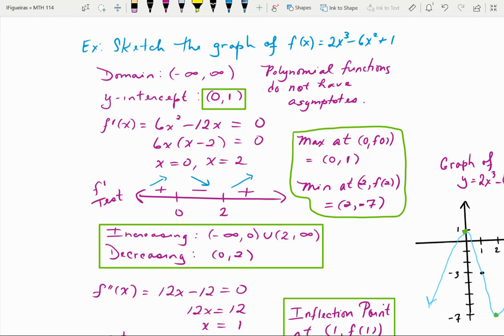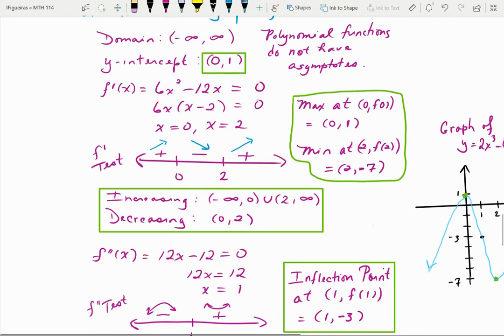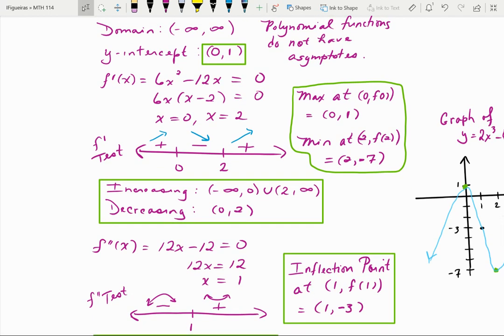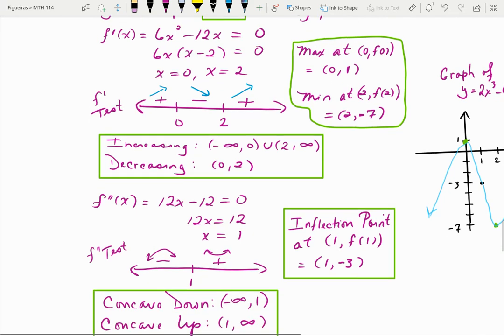Let's move on. We're going to look for a second derivative. So if your first derivative was here, 6x squared minus 12x, your second derivative becomes 12x minus 12. So we set that equal to 0, and you get x is equal to 1. That means that 1 is a potential inflection point. So because I only found one answer, you only put 1 on the number line. And we test it, right?